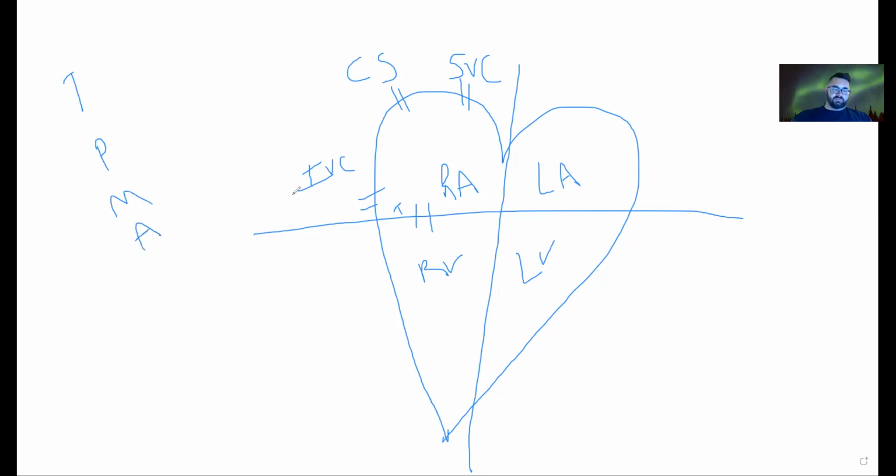So we have a little mnemonic to remember that. Remember, toilet paper, my anus. Tricuspid, pulmonic, mitral, and aortic. That is the path of blood through the heart's valves in order. So the tricuspid valve is this first guy over here.